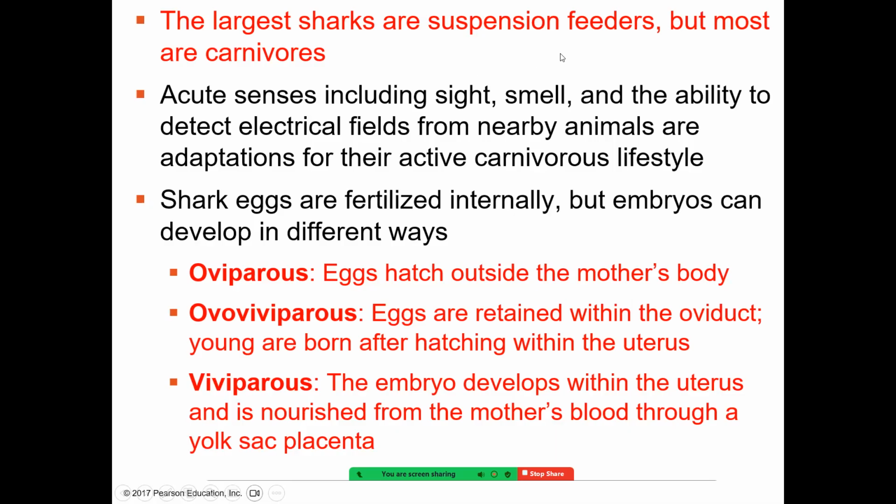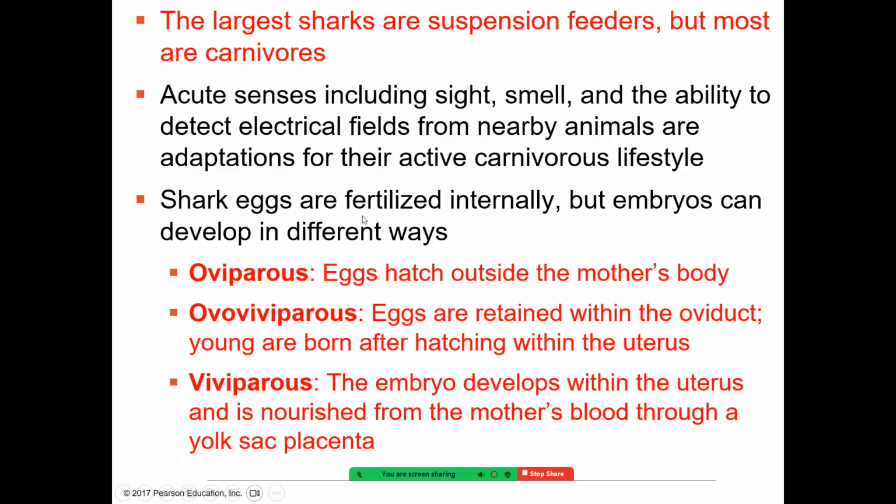The largest sharks are suspension feeders, but most are carnivores. Those very big suspension feeders, whale sharks are a good example of that. They have very acute senses, including sight, smell, and the ability to detect electrical fields. And all of these sensors are necessary for their carnivorous lifestyle.